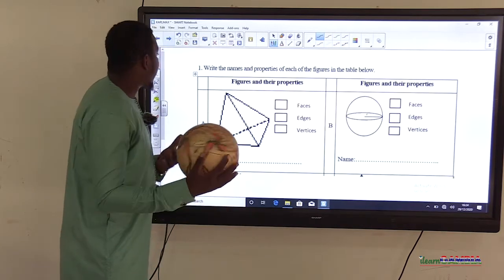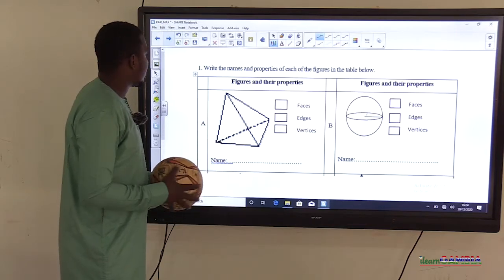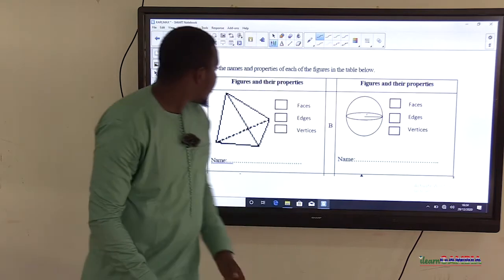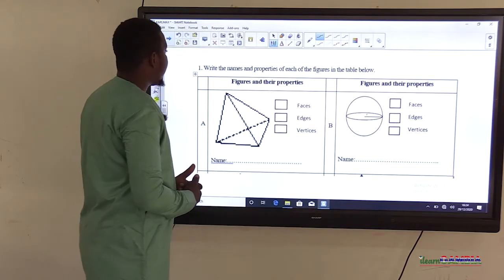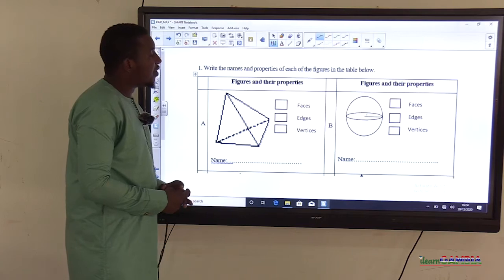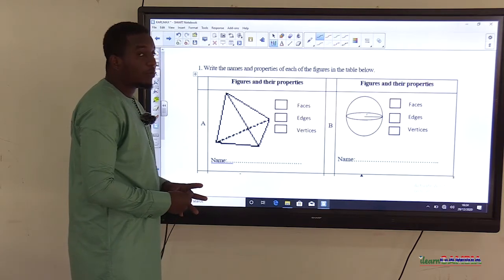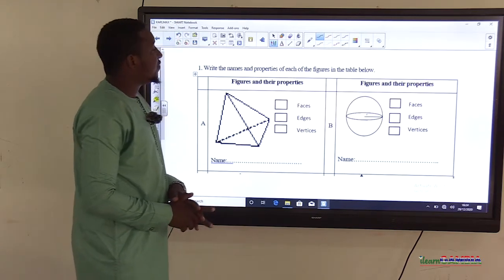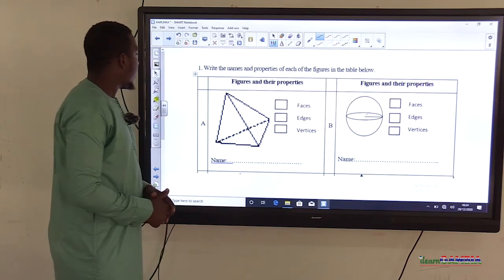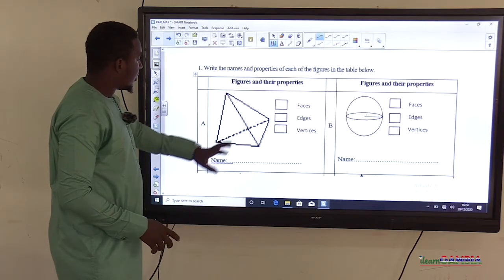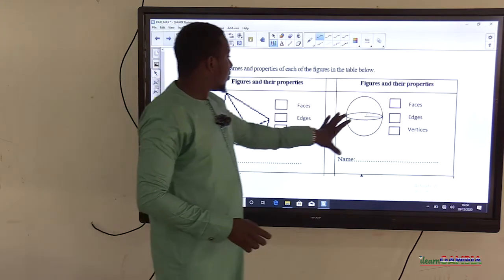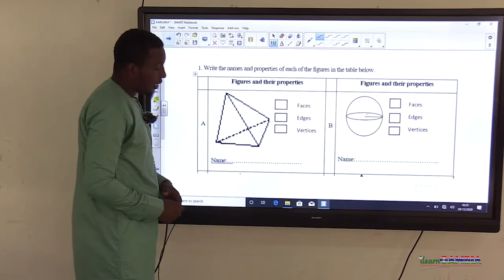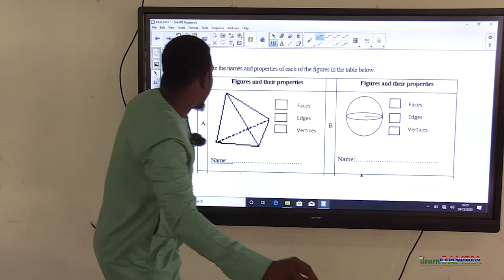So we look at an example, an exercise that is given to us here. It says: write the name and properties of each of the figures in the table below. Now the first figure that we have is here, and the second one is also here. So looking at the figures, let's look at the first figure.